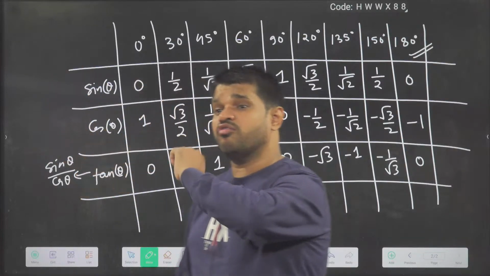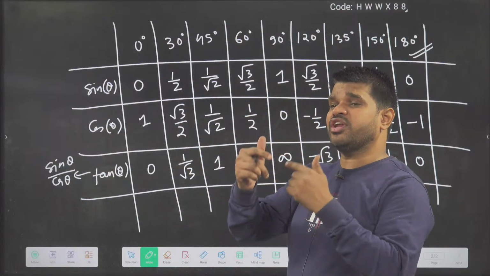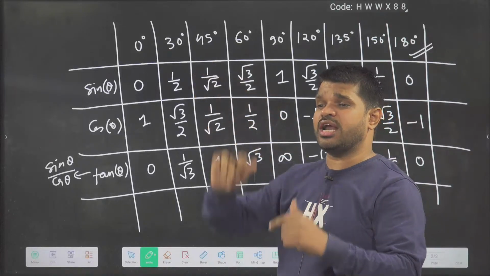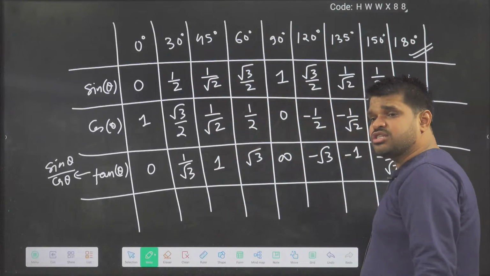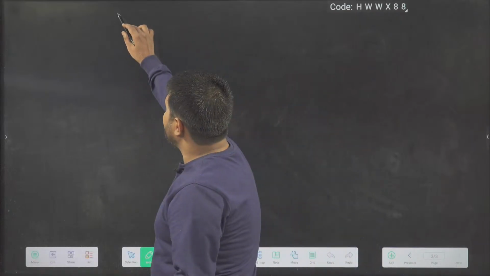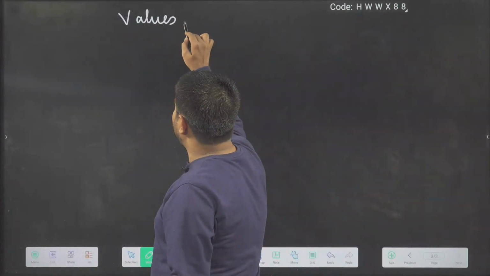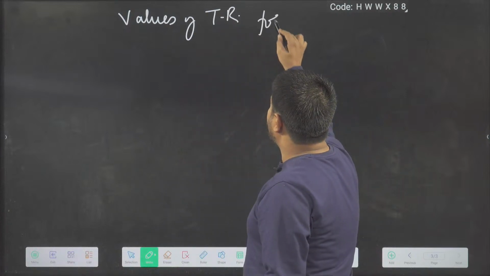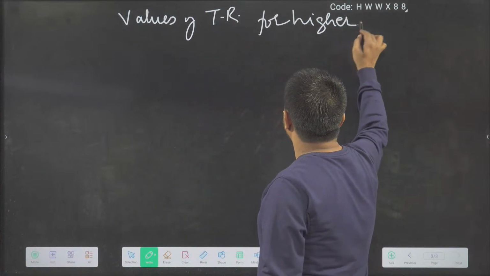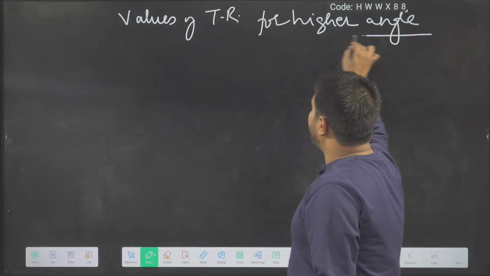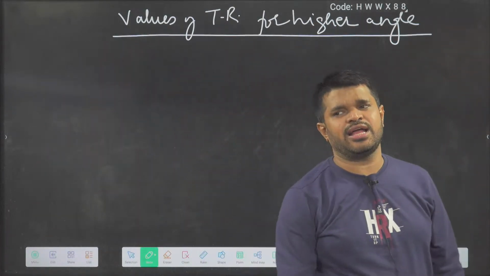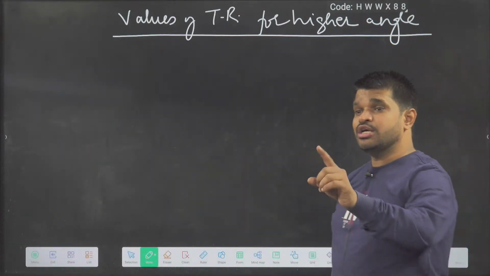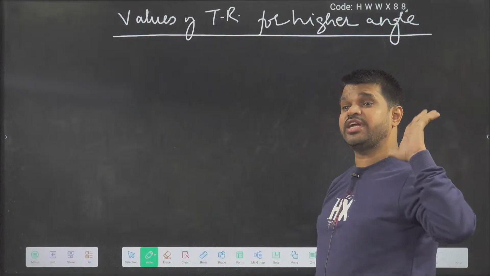Okay. So now we are going to discuss values of trigonometric ratios for higher angles. Higher angle means angle beyond 90 degrees. So let's start. Values of trigonometric ratios for higher angles. Higher angle means any angle. It could be beyond 90 also. Listen to it like a story for the next 15 to 20 minutes.